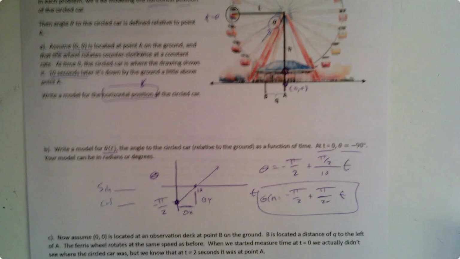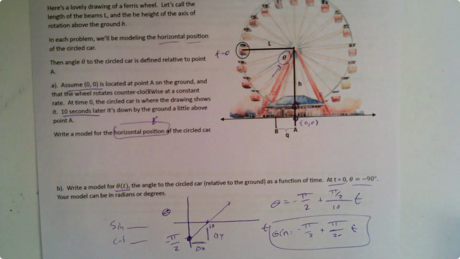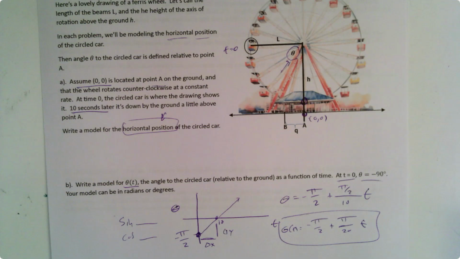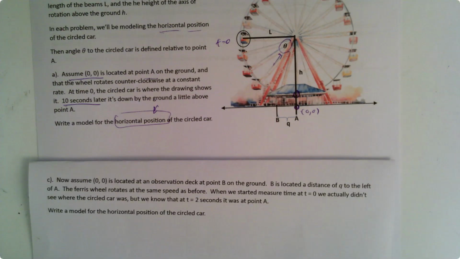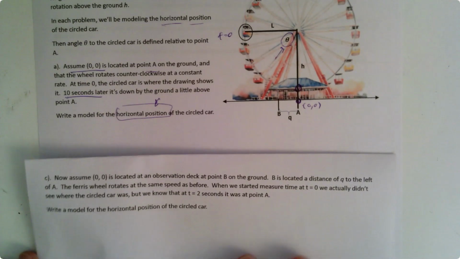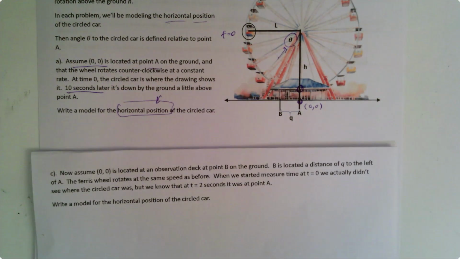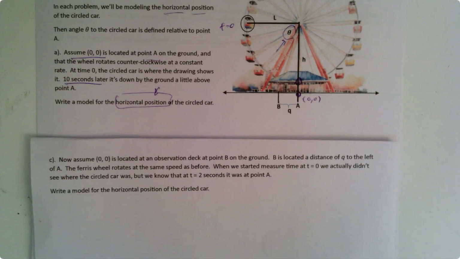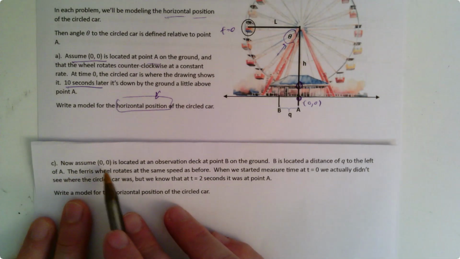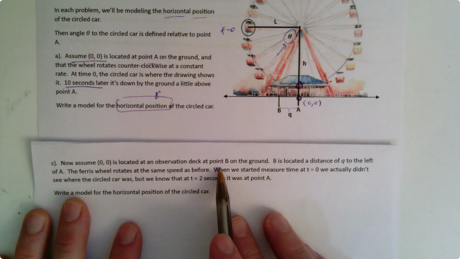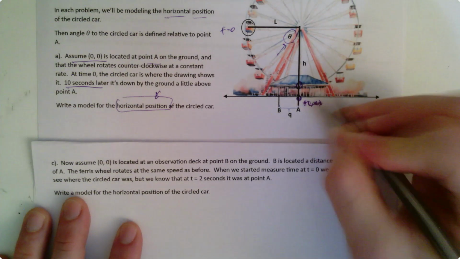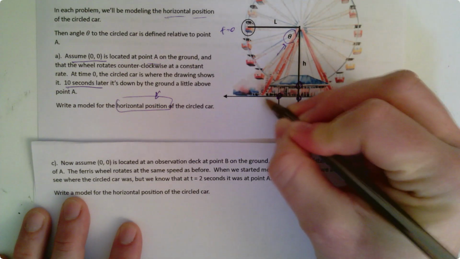Okay, so the last part of the problem, let's read it, or hold on. Okay, through the magic of paper, now we are seeing it all at once. There we go. So, new scenario. Now we are assuming 0, 0 is located at the observation deck on point B. So, this is the new 0, 0 point.